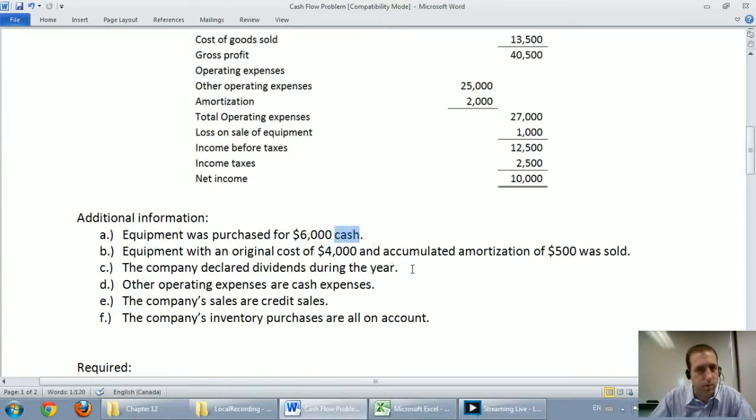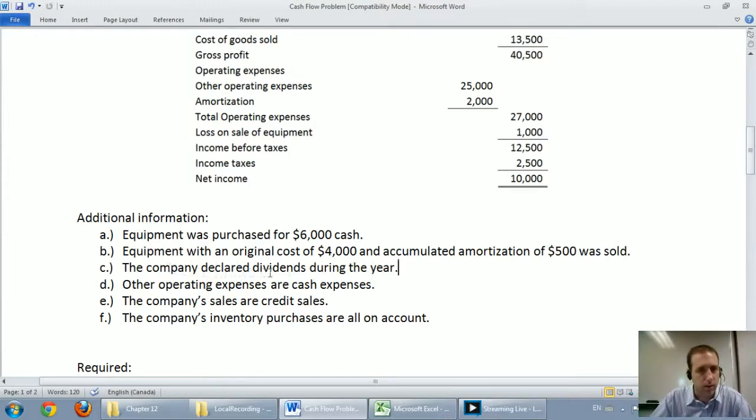Additional information: equipment was purchased for $6,000 cash. Well, that's a very magic word indeed when you're doing a cash flow statement. It's one you'll want to remember. Equipment with original cost of $4,000 and accumulated amortization of $500 was sold. So we sold some equipment. It doesn't tell us for how much though, so we're going to have to do a bit of work there.